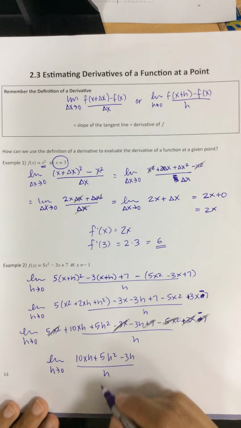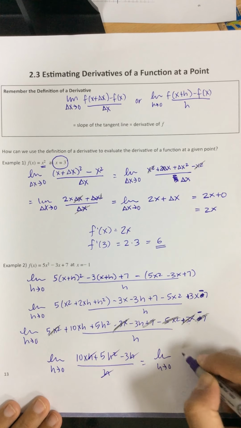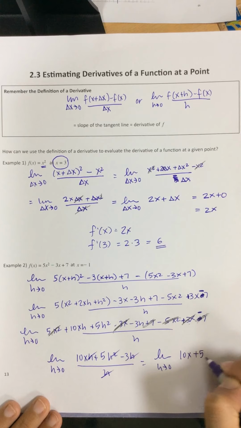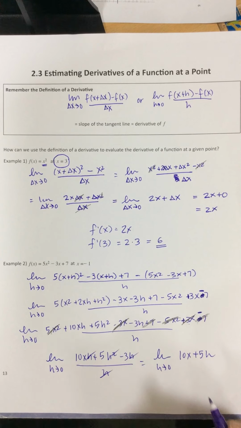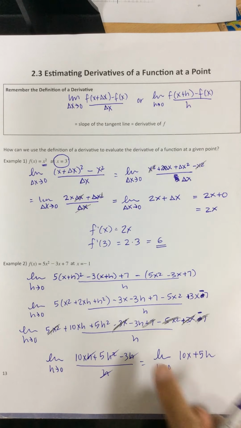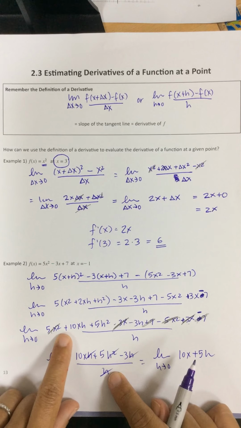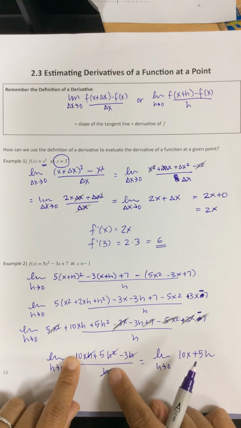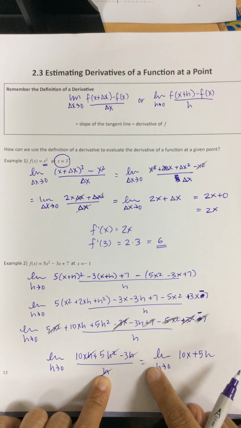All right, now cancel, cancel, cancel, cancel. Now we are just plugging in. Did I mess up something here? Let me check my work. 10x h plus 5h squared minus 3h. Yeah.